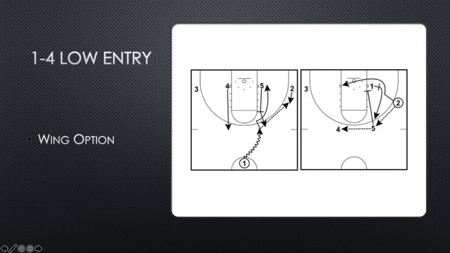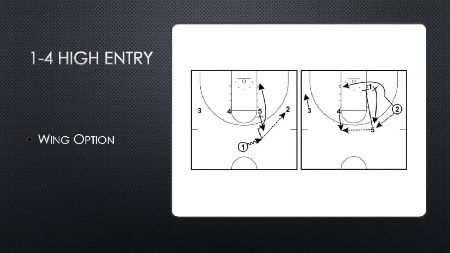If 2 doesn't receive the ball, 4 makes a pass back over here to 1. Now 3 comes off the cross screen for 2. 4 sets a down screen for 3. I meant for 2, right? So different way to get into it.